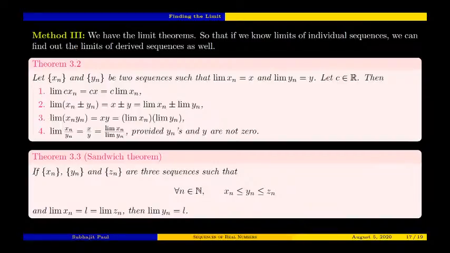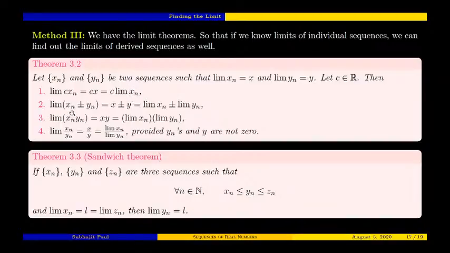The first theorem says: let xn and yn be two sequences that are both convergent, the sequence xn converges to x and the sequence yn converges to y. Let C be a real number. Then the limit of C times xn, that is a new sequence, is C times x, that is, C times the limit of xn. So the constant multiplier C can go outside the limit. Here C is inside the limit and here C is outside the limit. C can go outside the limit provided the limit exists, that is, the sequence converges.